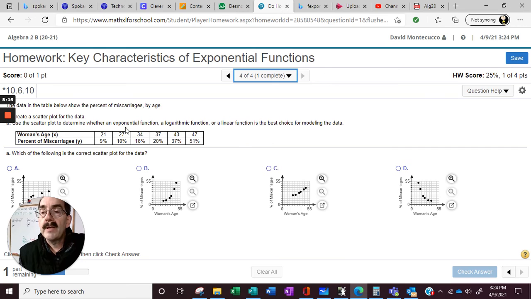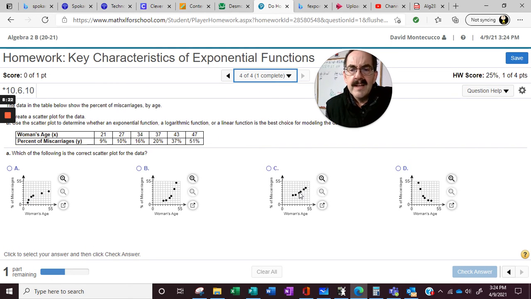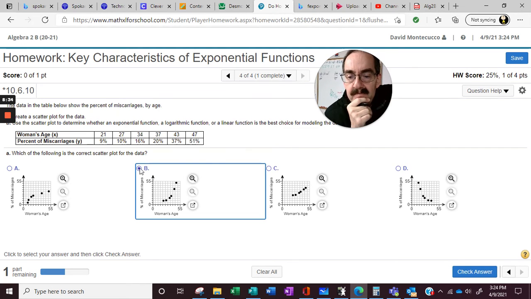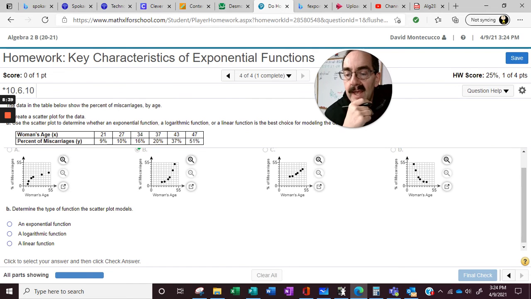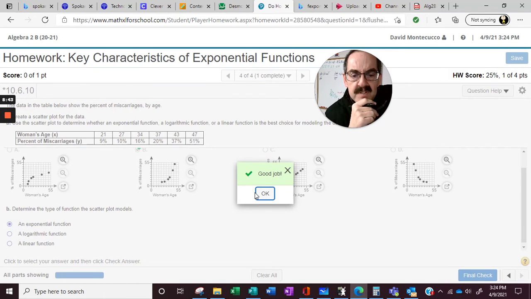Now we've got a scatter plot. This is getting bigger each time. We would have to graph these. So it can't be that one, and it can't be that one. 21 and 9 is way too high. This is like 20, so it has to be B. And because we're studying exponents, let's assume it's an exponential function.